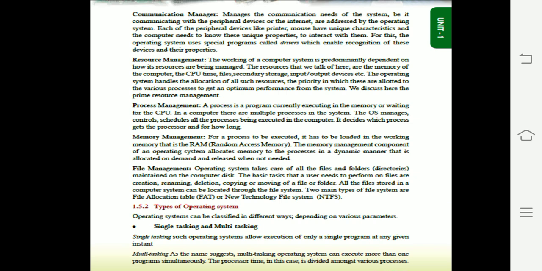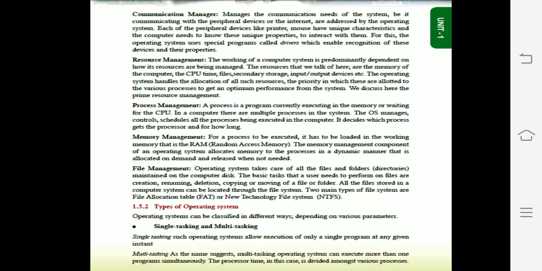Then file management. The operating system takes care of all the files and folders which are maintained on the computer disk. Which files we have saved inside our system, in which folder they are kept, and what the different disk partitions are, like C partition, D partition, E partition, these partitions are also managed by our operating system. Because wherever files are stored, there is a location, meaning an address, with its starting and ending address, so that the next file can be stored at the next location. The record of all of this is also kept by the operating system. So we can say that it also works as the file manager.